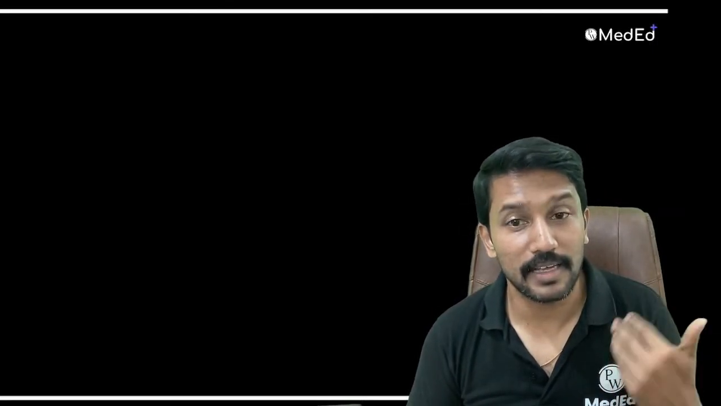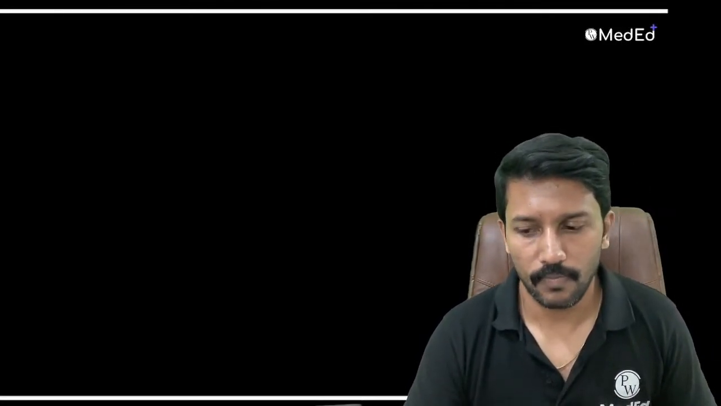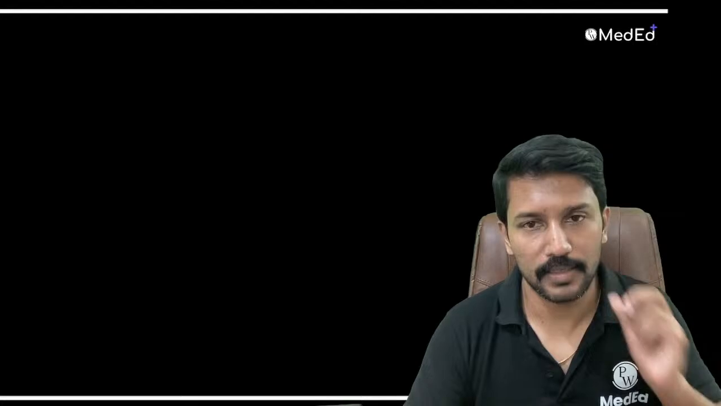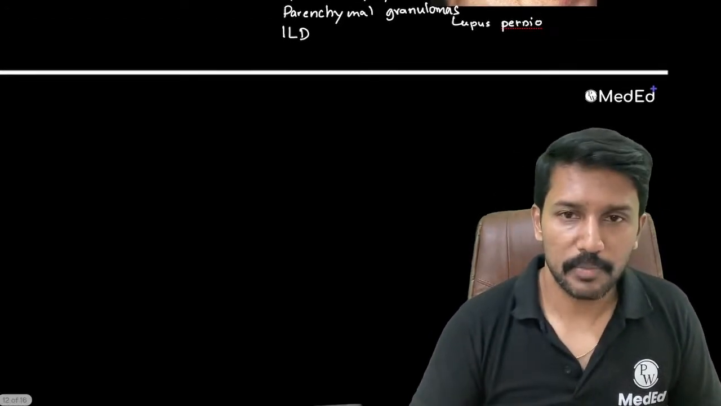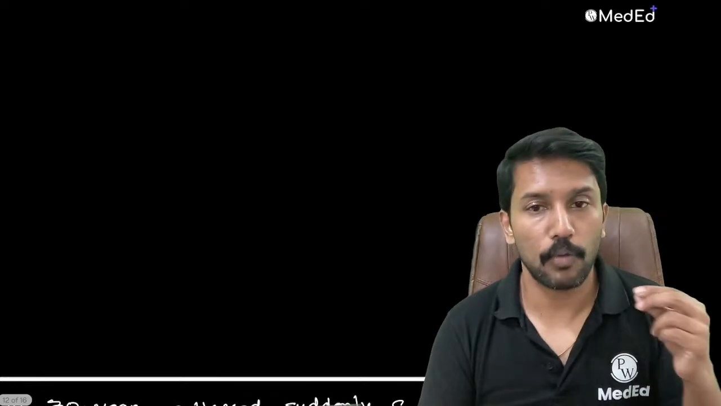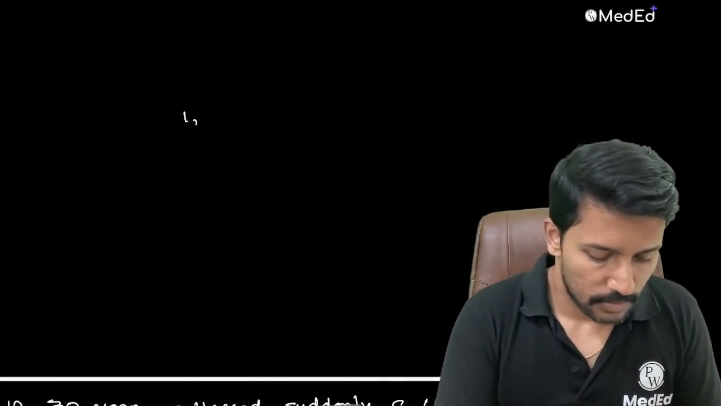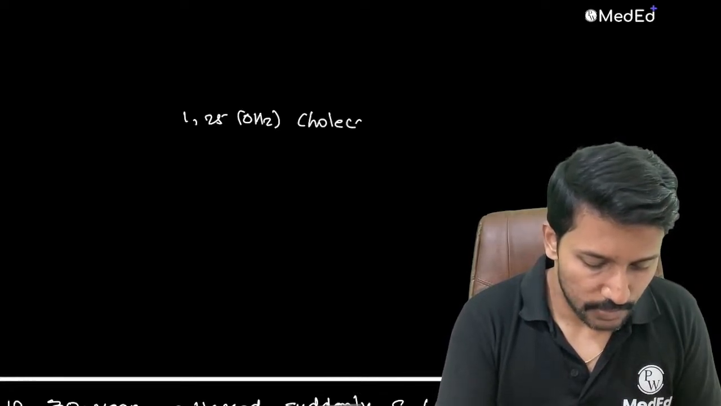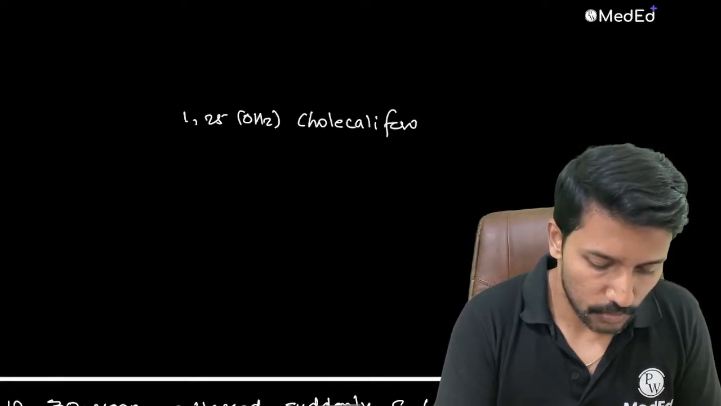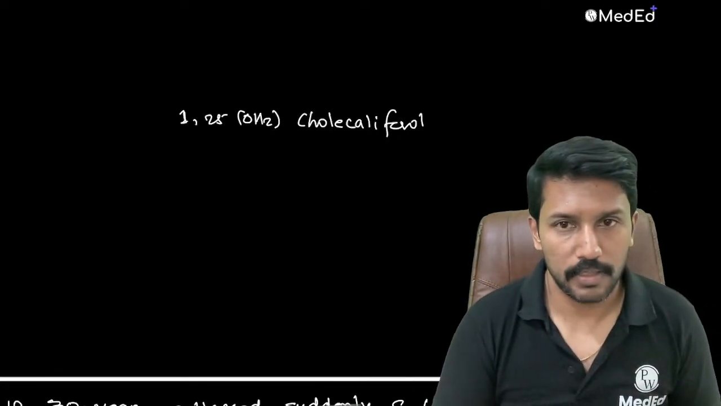Another point here is that there is hypercalcemia, right? Why is there hypercalcemia? Hypercalcemia is because, see, we have an active form of vitamin D, that is 1,25 dihydroxycholecalciferol, right? 1,25 dihydroxycholecalciferol, which is an active form of vitamin D, right?